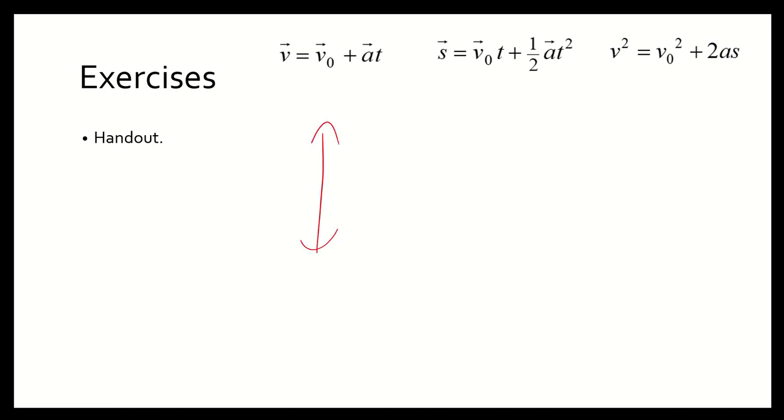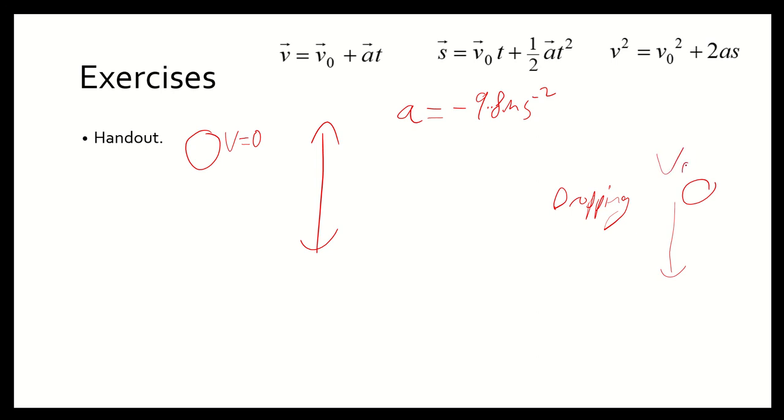Okay, just remember that we're always going to have the acceleration due to gravity as negative 9.8 meters per second squared. And when you're throwing balls into the air, when it's at the top of its flight, its final velocity is 0. Or if you're dropping an object, you're dropping a ball downwards, its initial velocity is going to be 0.